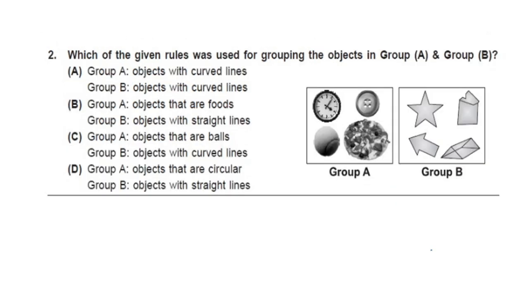Next question. Which of the given rules was used for grouping the objects in group A and group B? This is the picture here. We need to select the options from option A, which says group A, objects with curved lines, group B, objects with curved lines, option B, which says group A, objects that are foods, group B, objects with straight lines, option C, that says group A, objects that are balls, and group B, objects with curved lines, or option D, that says group A, objects that are circular, group B, objects with straight lines. Your time starts now.